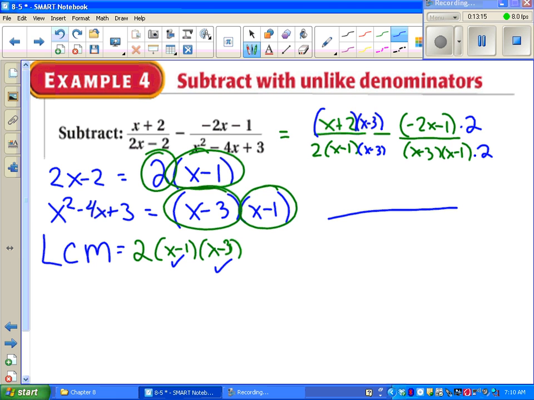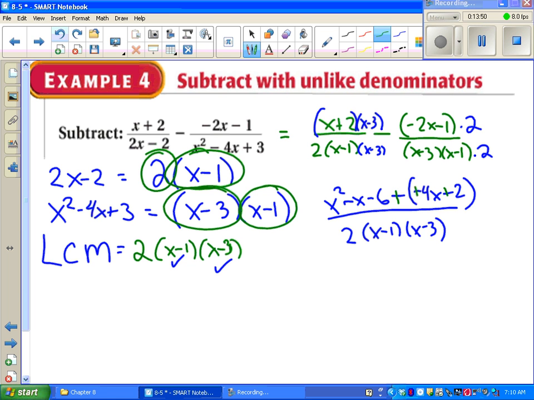So my next step is to rewrite this as one fraction. I already know my denominator. Distribute up top, we end up with x squared minus x minus 6 minus 2 times negative 2x is negative 4x. 2 times negative 1 is negative 2. Notice I used parentheses because I still need to distribute that minus sign. In other words, I need to change that to a plus, which changes all the signs on the inside.